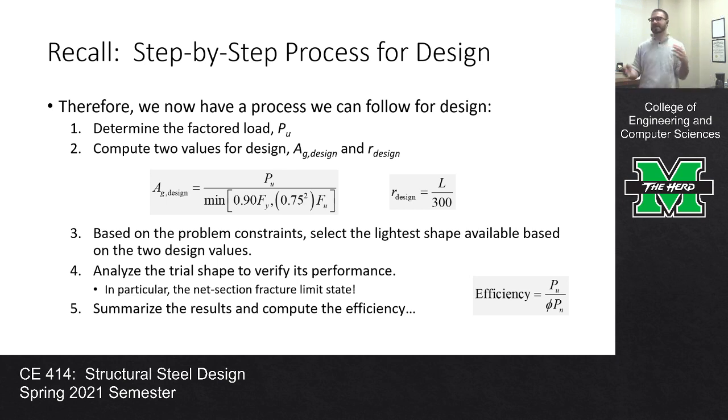And I say in particular the net section fracture limit state, but really we're just going to analyze all of them. The big reason why we're analyzing it for tension members is because of the net section fracture limit state, because we're assuming a net area and a U indirectly, because we're saying that the effective net area is 75% of the gross area. And we don't know if that assumption is correct until we go back and check it. And then finally, we're going to summarize the results and compute the efficiency. And so with that, we have basically our next problem.